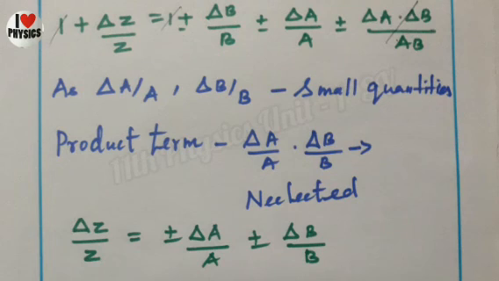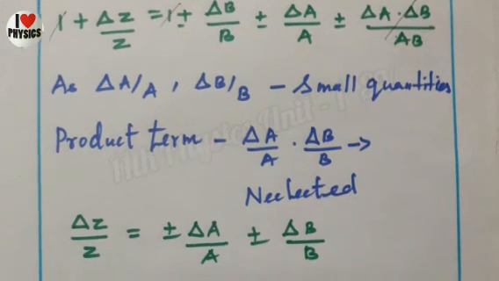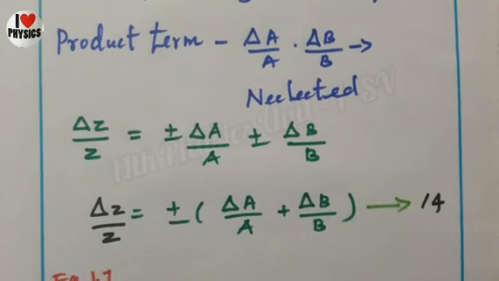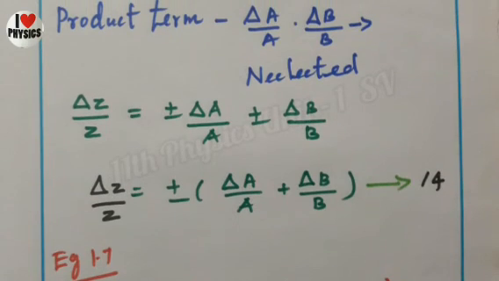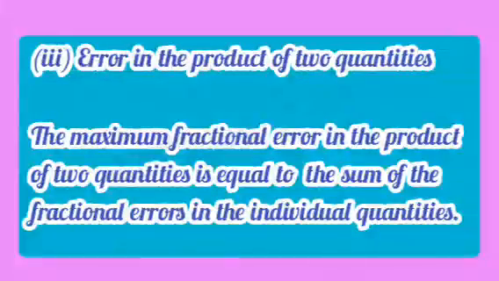Then we get del Z divided by Z equals plus or minus del A divided by A plus or minus del B divided by B. Plus or minus is common. So finally we get del Z divided by Z equals plus or minus (del A divided by A plus del B divided by B). This is equation number 14. Therefore, the result for error in the product of two quantities is that the maximum fractional error in the product of two quantities is equal to the sum of the fractional errors in the individual quantities.